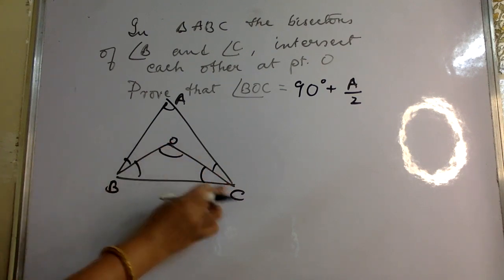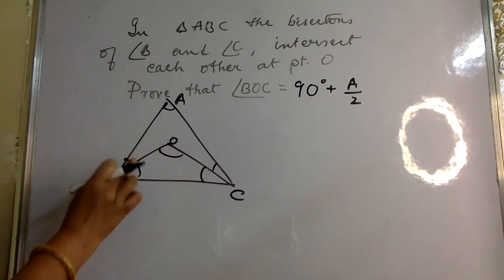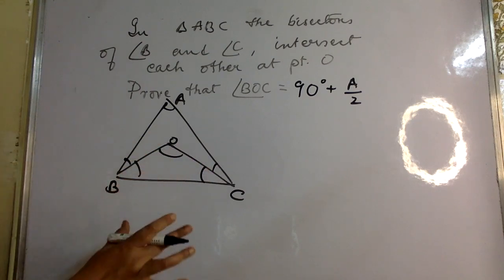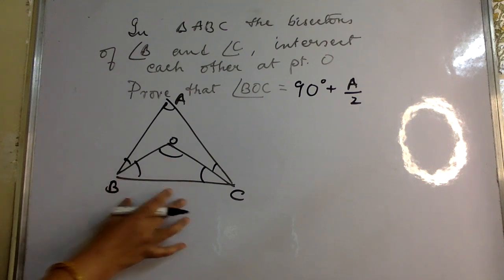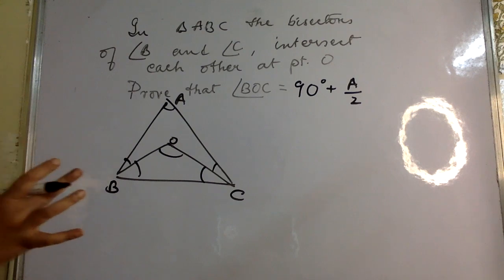So OC cuts angle C into equal halves, so it is the bisector. OB cuts angle B into equal halves, so it is the bisector. So this is my diagram. From this diagram, they haven't given any angle, any value. So this is a "to prove" kind of question.